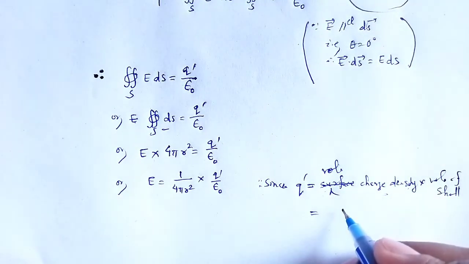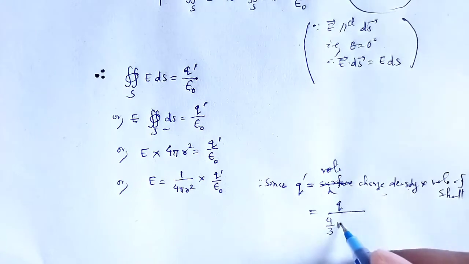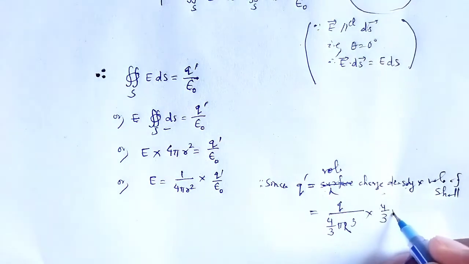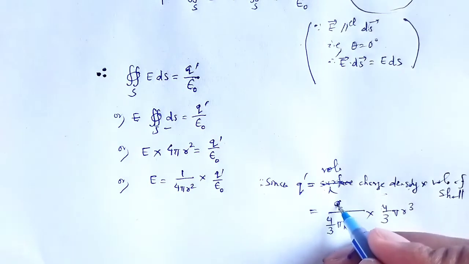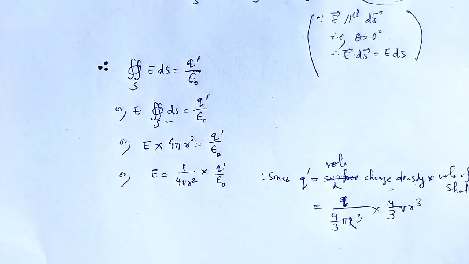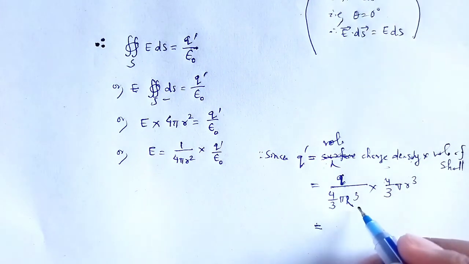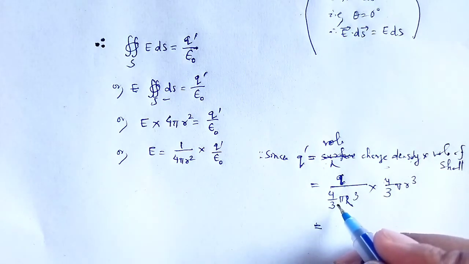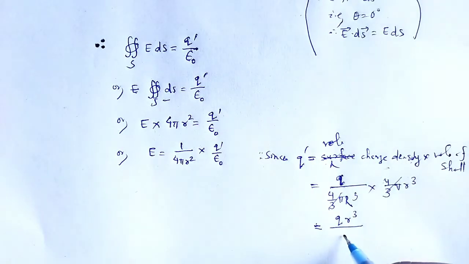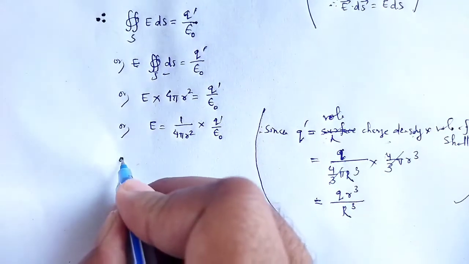Here the volume charge density is equal to Q divided by 4 by 3 pi R cube, the volume of the spherical shell. Finally, q dash is equal to 4 by 3 pi r cube times rho, that is, 4 by 3 pi cancel out, giving Q r cube divided by R cube. The value of q dash is put here.